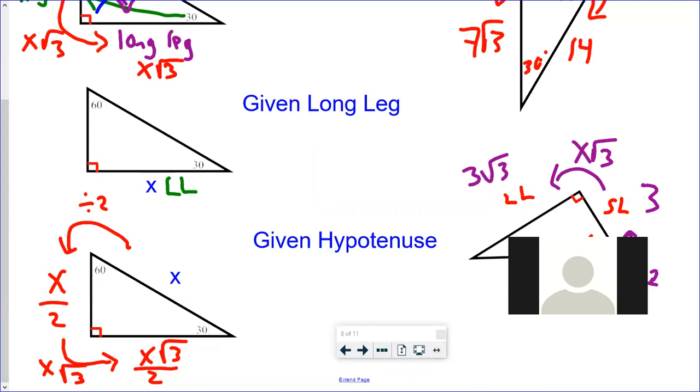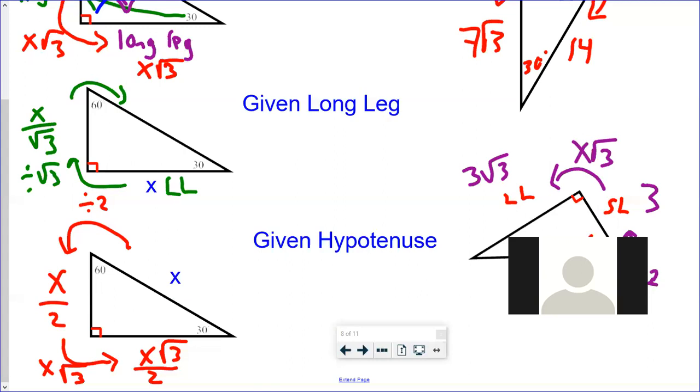What we're going to do is make a circle and go first to the short leg and then from the short leg to here. Now, on the other two, when I was given the short leg and going to the long leg, we just times it by the square root of 3. So now we're going to do the opposite here. Instead of timesing by the square root of 3, we're going to divide by the square root of 3. And if that leaves us with a square root in the denominator, we have to simplify.